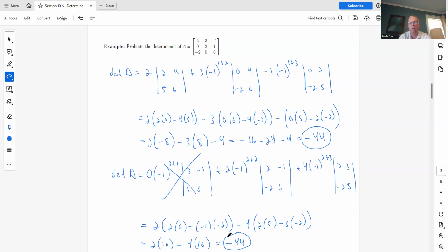So either way works. But if you pick the row or column with the most zeros, then it at least makes things quicker. It's not, I don't guess it's easier, but it is quicker that way. Okay, so that's calculating determinants. We'll move on to something else in the next video.